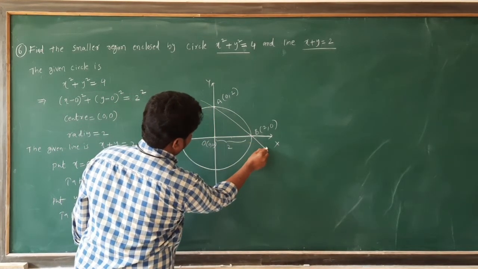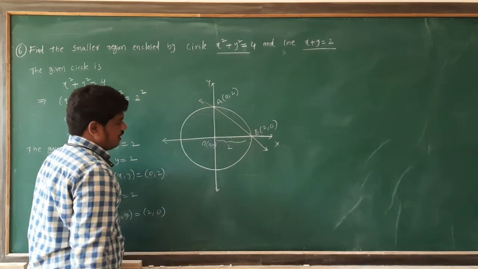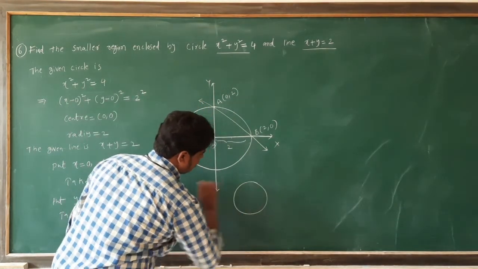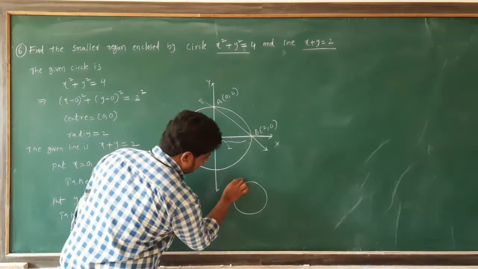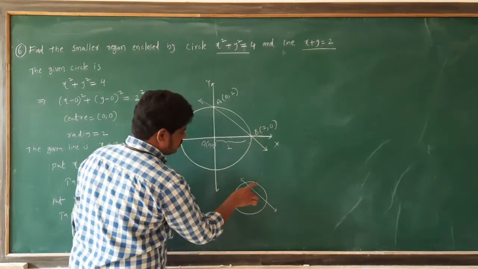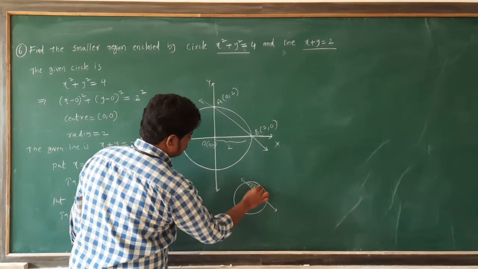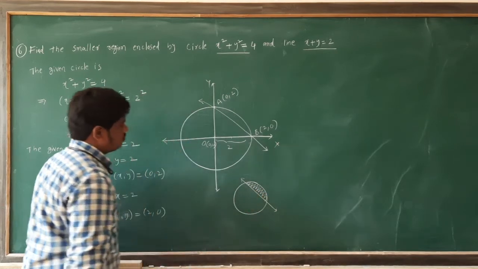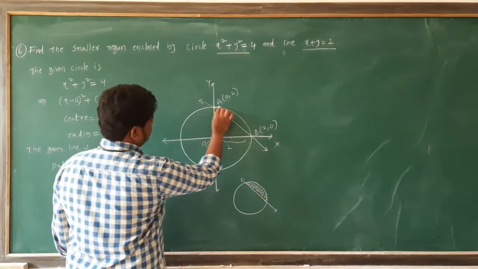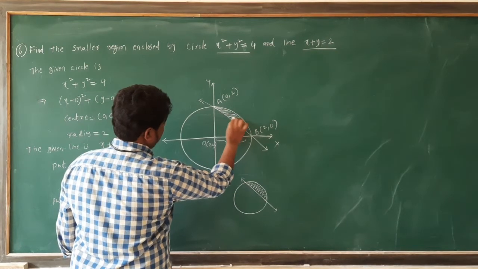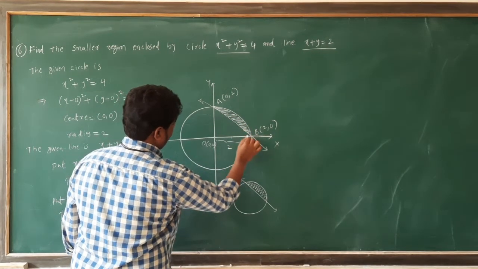It is a line. Okay. It is the given circle. It is the given line. It is a smaller region bounded by these two. This should be found. Okay. It is a smaller region. This should be found. Okay.